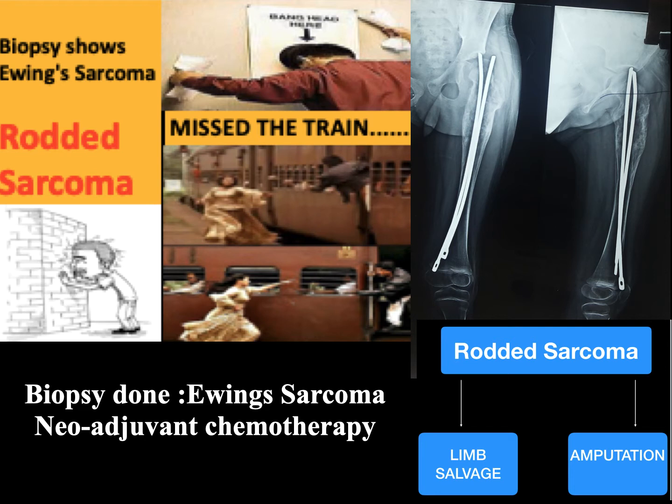In this case, a biopsy was performed and it turned out to be Ewing sarcoma of the femur bone, which was non-metastatic, and the patient was treated with neoadjuvant chemotherapy. So chemotherapy was given, and we have two options available in a case of whoops sarcoma: one is limb salvage surgery, and the second is amputation.